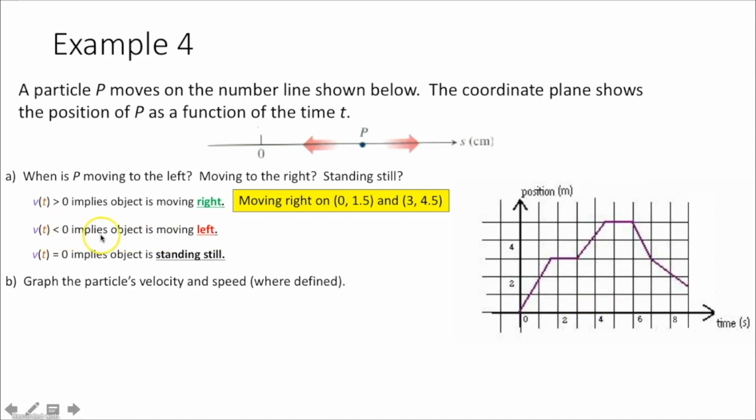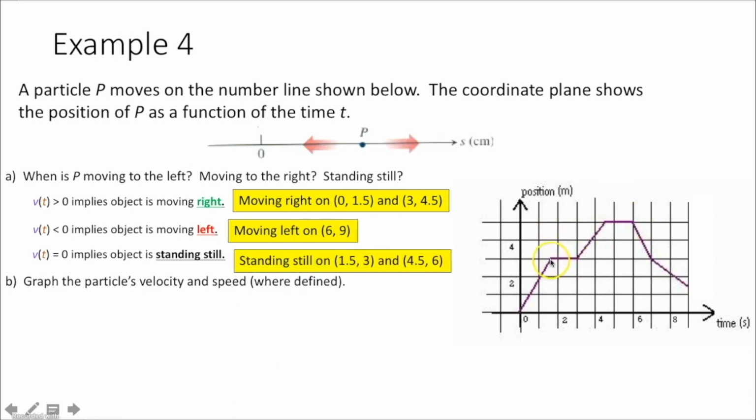Object is moving left when we have a negative velocity, or when the slope of our tangent line is negative. That would be from 6 to the end, right? Even though it's a different velocity, they're both still negative, which means it's moving left. V of t is equal to 0 implies that the object is standing still. Now, when is the object standing still? When we have a velocity that's equal to 0, which means the slope of our tangent line is a horizontal line. So that would be from 1.5 to 3, and then from 4.5 to 6. Both of those intervals give us a 0 slope of our tangent line.